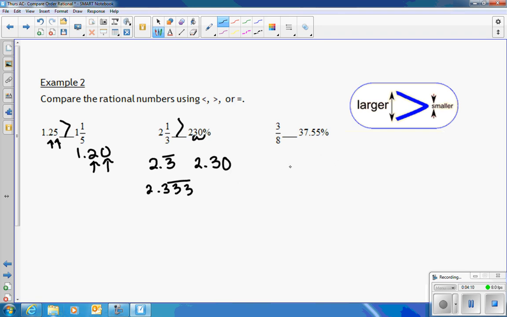3/8 and 37.55%. We need to convert those both into the same form. This is 0.375, which again is one of those you should have memorized. This one, we are dividing by 100. So when I look at this one has a 0 at the end. This one has a 5 at the end. So this one is less than that one.